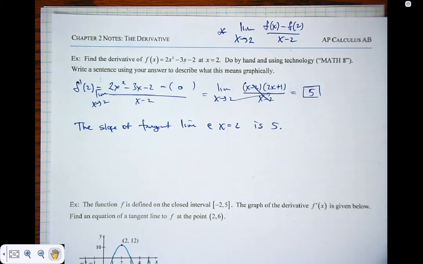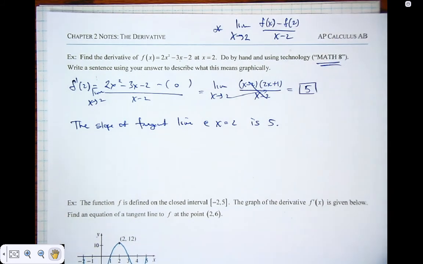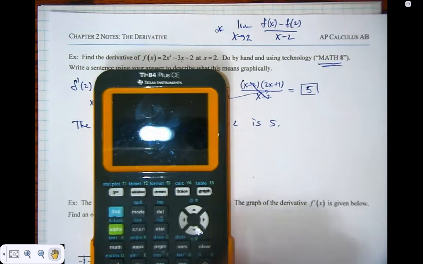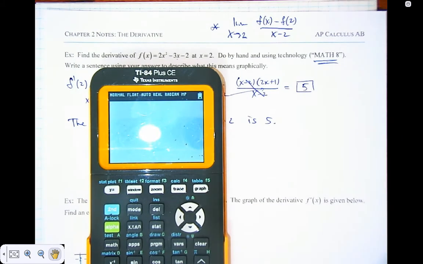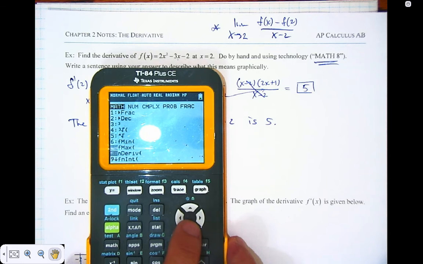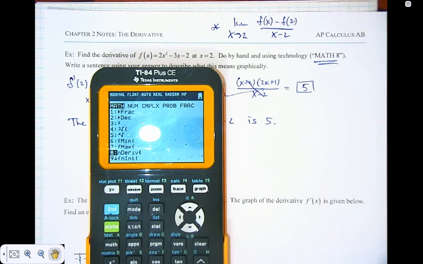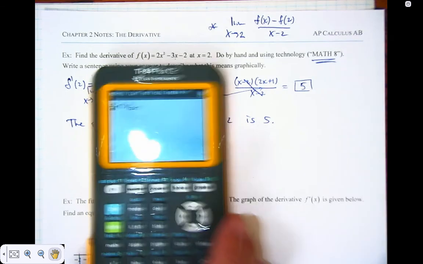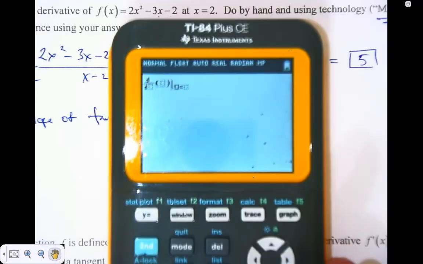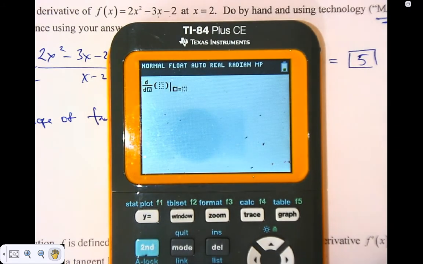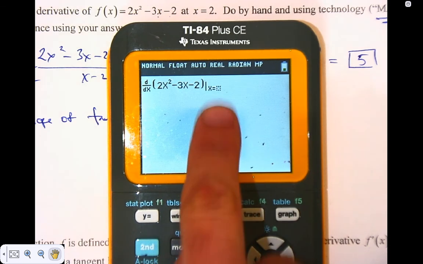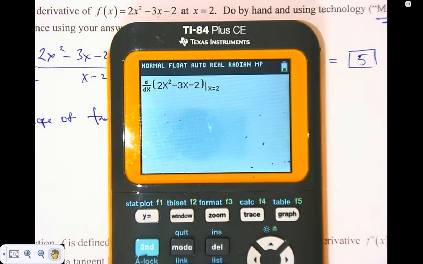All right, what's up with this math 8? You have to be able, on the AP exam, you guys, to calculate the derivative using your calculator at a point. Super easy. You literally hit the math button, and then as you scroll down here, you can see number 8 says nDeriv. If you choose that, you can use this calculator to find the derivative with respect to x. All you have to do is put your function in, which is 2x squared minus 3x minus 2. And then it says, well, where do you want me to find the derivative? I want you to find it at x equals 2.